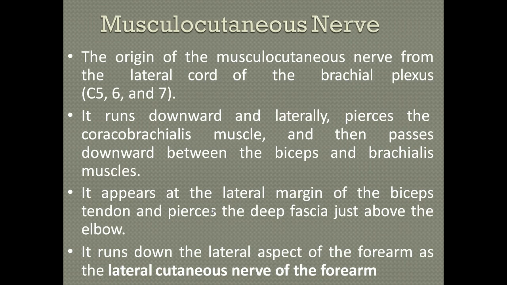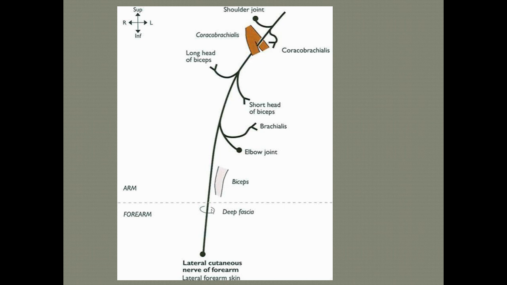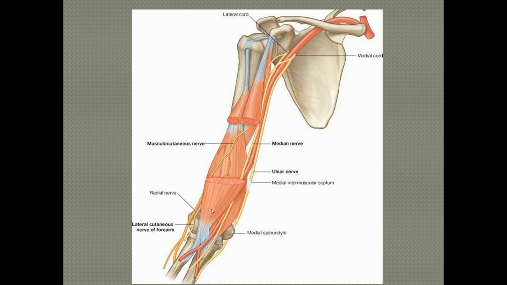Musculocutaneous nerve: the origin of the musculocutaneous nerve is from the lateral cord of the brachial plexus from C5, C6, C7. It runs downward and laterally, pierces the coracobrachialis muscle, and then passes downward between the biceps and brachialis muscle. It appears at the lateral margin of the biceps tendon and pierces the deep fascia just above the elbow. It runs down the lateral aspect of the forearm as the lateral cutaneous nerve of the forearm. So we can see here the lateral cutaneous nerve of the forearm.